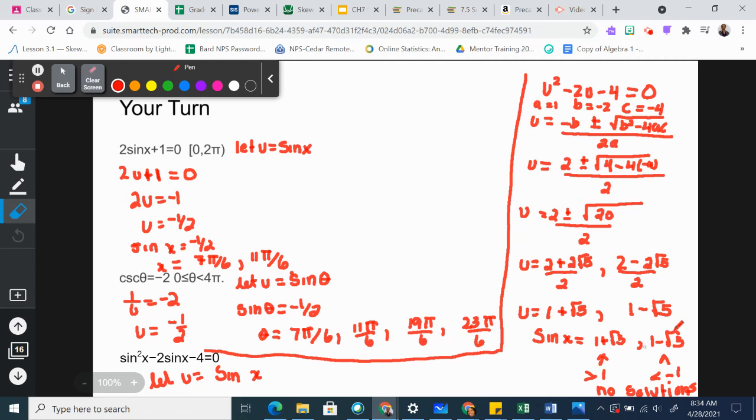And I had that same situation here, because if I subtract a number that's a little greater than 2 from 1, I'm going to get something that's less than -1. So for this one, there are no solutions to this equation. Although when we solved with u, we had two solutions, when we substitute sine back in place of u, we find that there are no solutions.